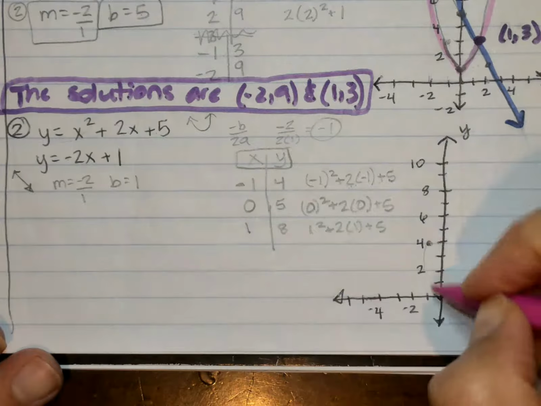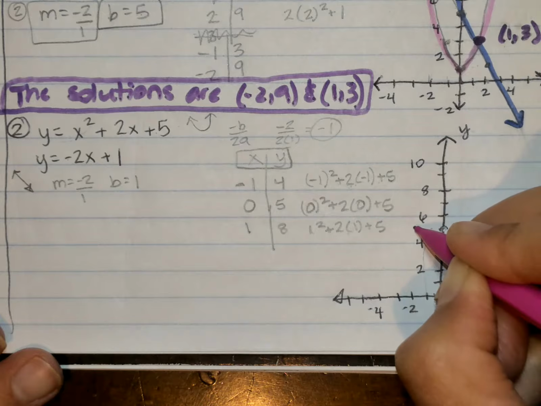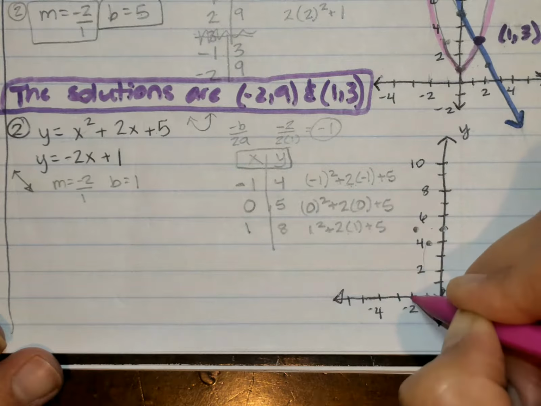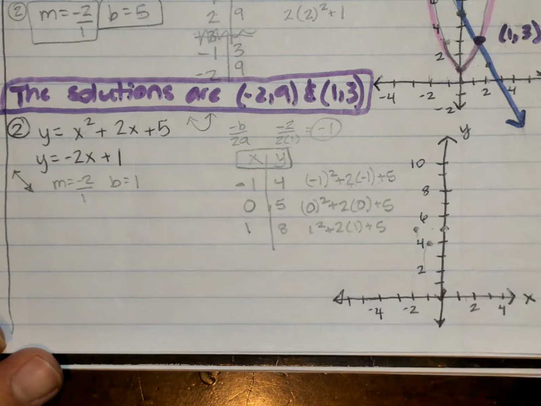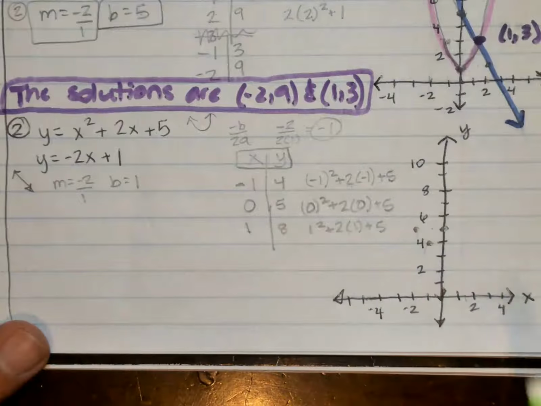Okay, 0, 5, so 0 up to the 5. But then I use symmetry across the axis of symmetry. I go over 1. That would be at negative 2. Again, you have to be really careful when you make your graph. Graph paper is always nicer.